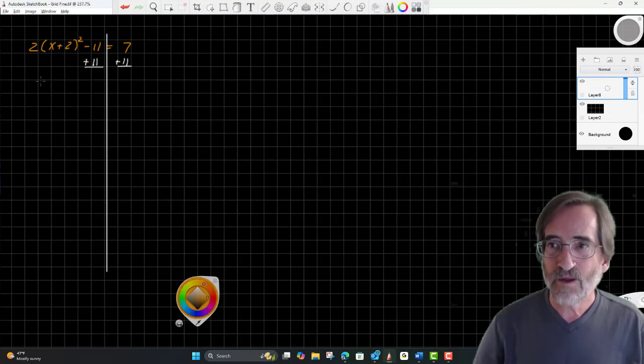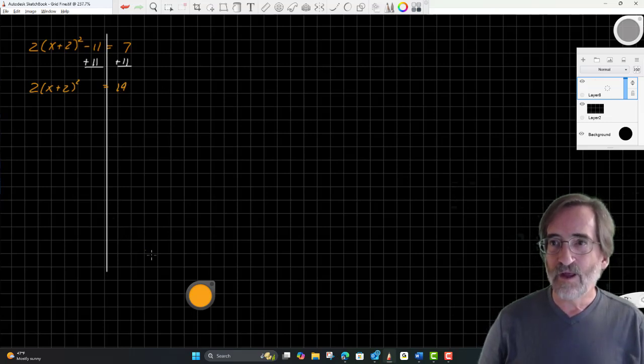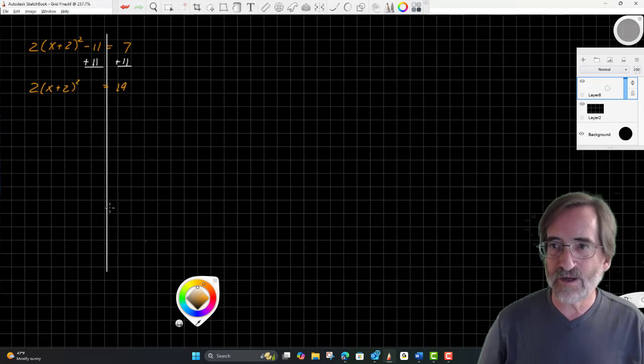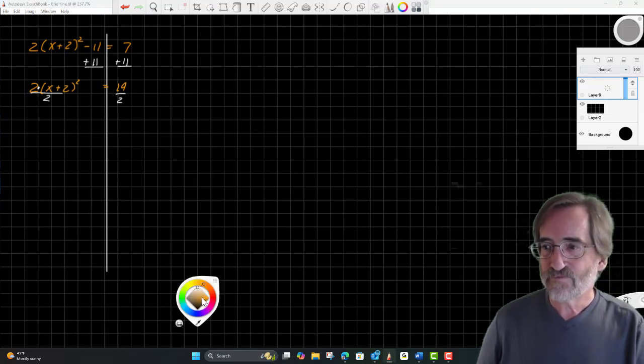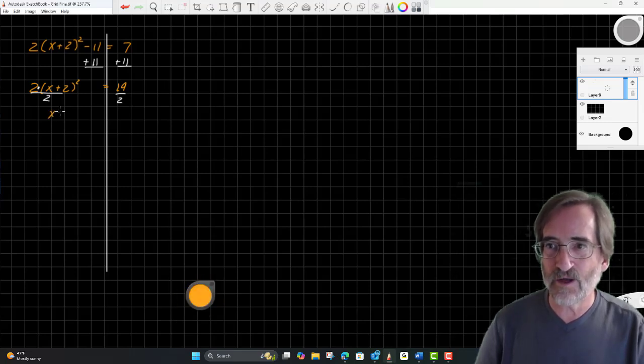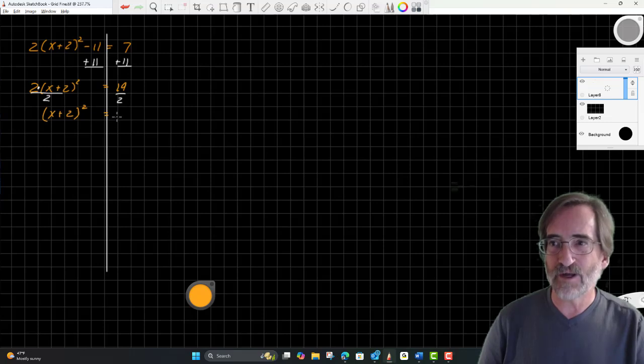We end up with 2 times x plus 2 squared equals 7 plus 11, 19. And then divide by 2, because this 2 is the last one on. Divide by 2. And we get x plus 2, quantity squared, equals 19 divided by 2. I'm going to go ahead and divide that by 2 and give a decimal answer. That's going to be 9.5.